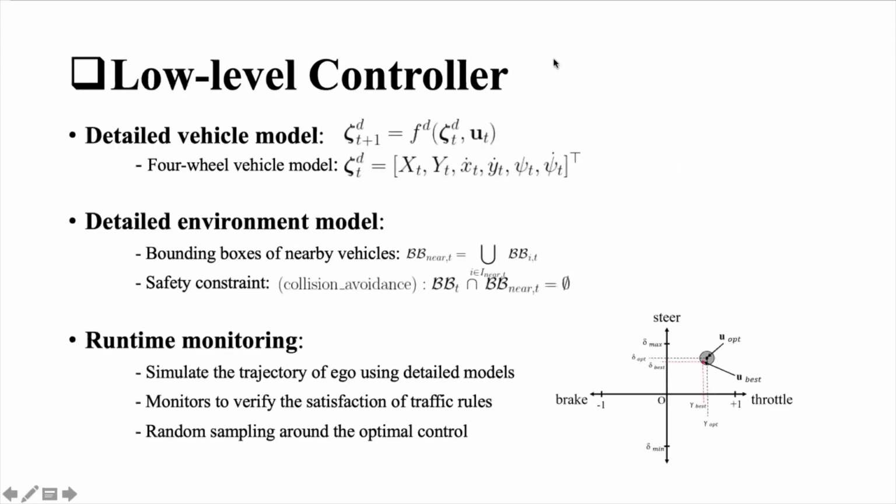In the low-level controller, as a detailed vehicle model, we use a four-wheel vehicle model, which has the same inputs as the simplified vehicle model. And in the detailed environment model, to verify the safety constraint, instead of point masses, we consider the bounding box of all vehicles. In the last step of this level, we first forward simulate the trajectory of ego using the detailed models and the optimal control from the high-level controller, and we construct runtime monitors to verify the satisfaction of traffic rules. In the case the optimal control does not satisfy all constraints, in the control space, we randomly sample around the optimal control to find a near optimal control input that satisfies all traffic constraints.